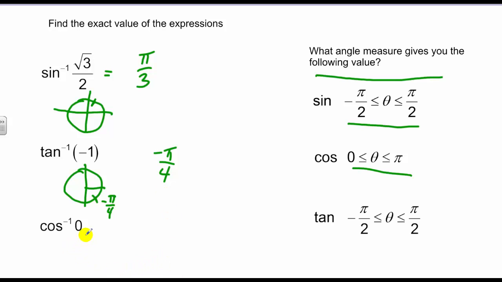Where do I find a cosine of 0? And I'm looking for that value in the uppermost quadrant, because that's between 0 and pi. I know my x value is 0 at pi over 2. So once again, it's kind of going backwards. We're given the x or y value, or a ratio of x and y, and asked to find the angle that that happens at. Let's do a couple more.